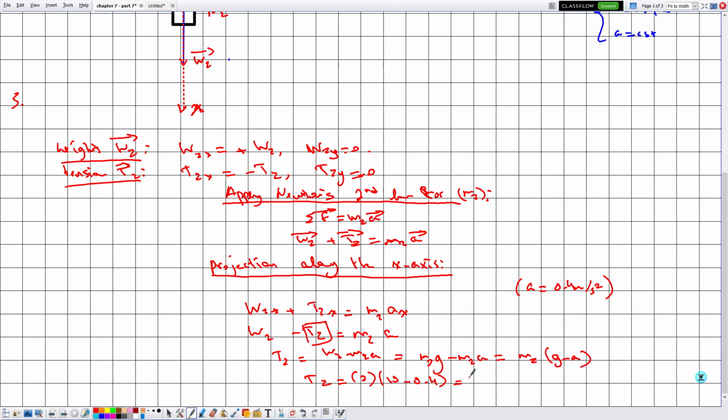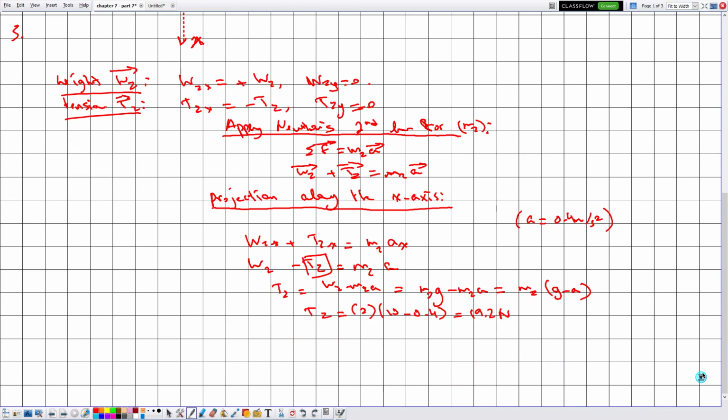19.2 newtons. So T2 is equal to 19.2 newtons.